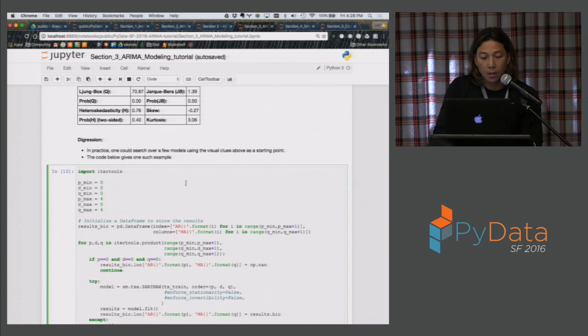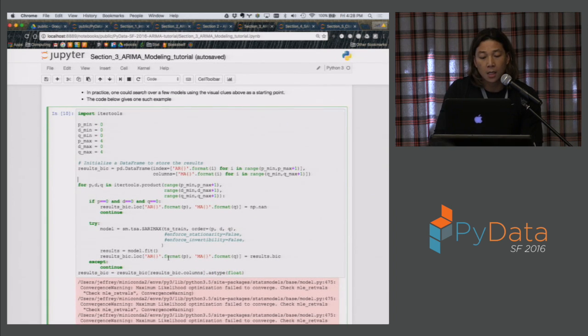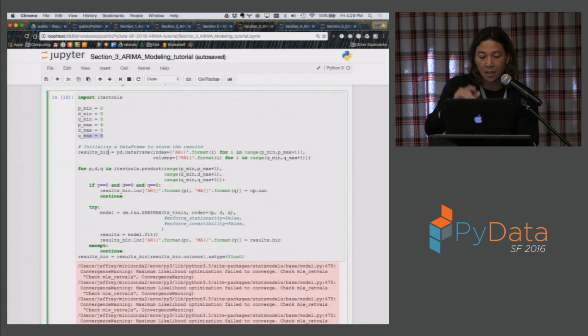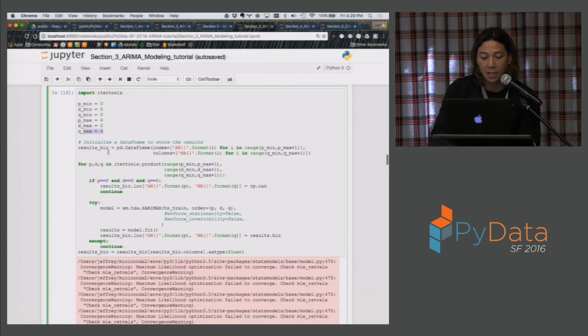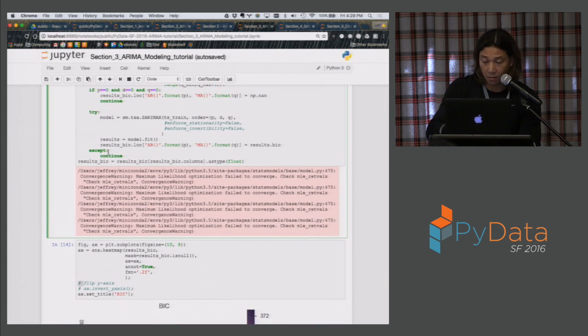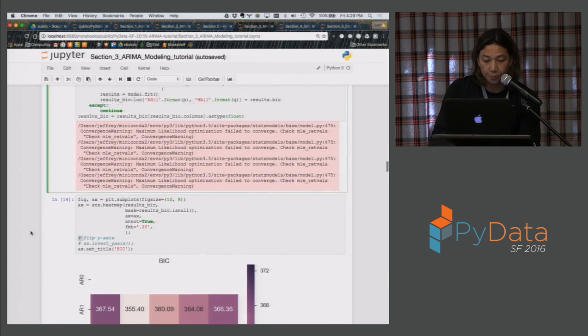So my colleague actually wrote functions here to allow you to test all the way up to an ARMA model of order 4 in both the autoregressive component and the moving average component. You can play around with the functions later. This is a little bit of a digression, and hopefully, if I can get to section 5, Matt will tell you more about it. If not, you can go play around with it as well.